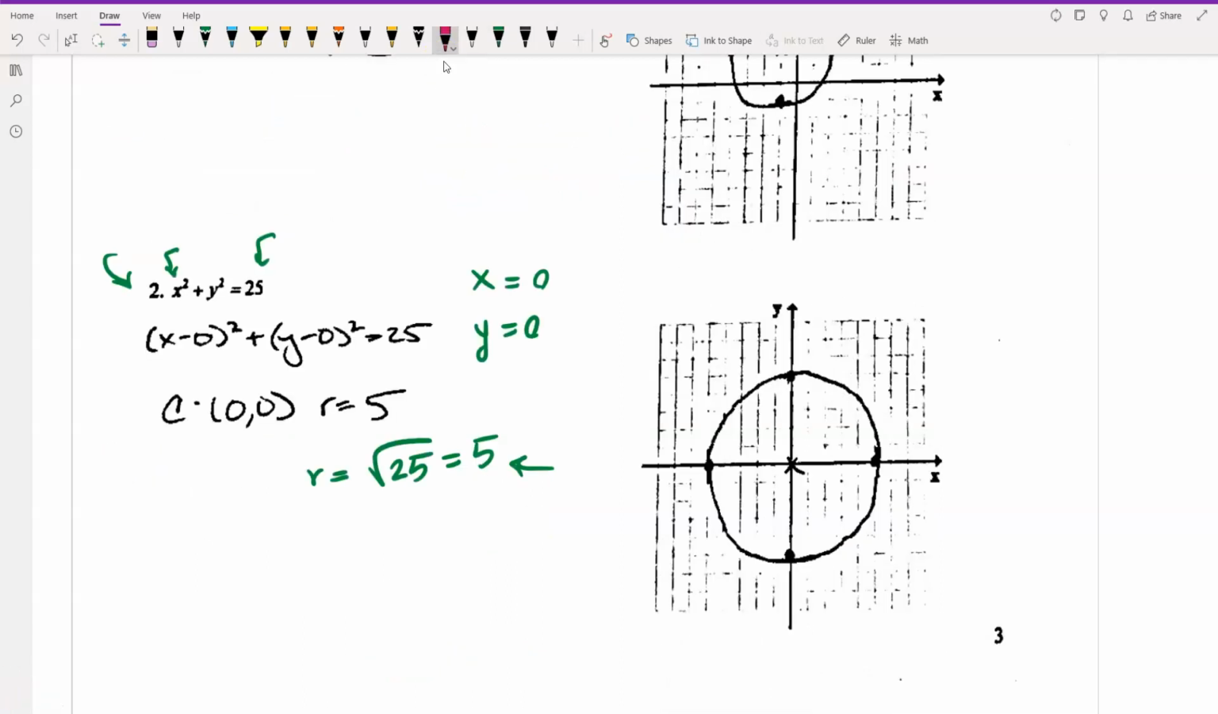And then to graph, first find the center, that is (0, 0). Use the radius, so moving 1, 2, 3, 4, 5 to the right, 1, 2, 3, 4, 5 to the left to find these 2 points. 1, 2, 3, 4, 5 up, 1, 2, 3, 4, 5 down to find all these 4 points, and then connect all these 4 to draw the circle. So this is our graph.